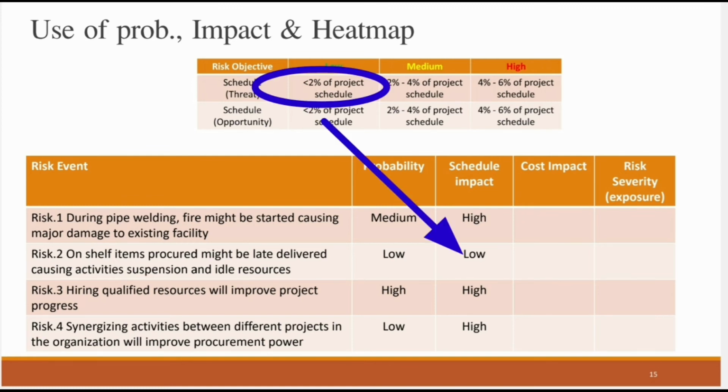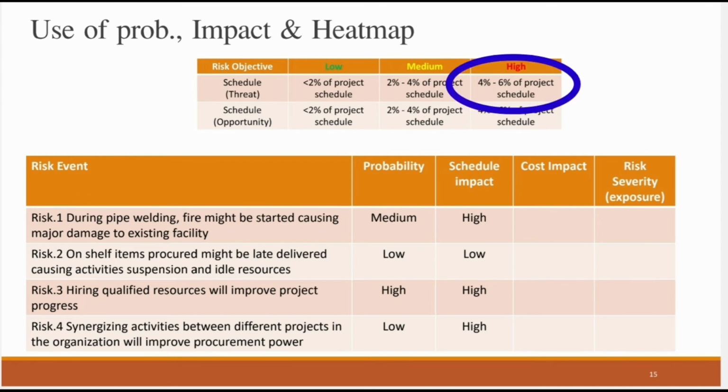What about the opportunity? The opportunity here is that highly qualified resources will be improving the project progress. Well, if we have qualified resources, they will improve my schedule by more than 4 to 6% on the project schedule because they are qualified resources. They can do the job faster and they can do it more economically. So I believe that's going to be a 4 to 6% project schedule.